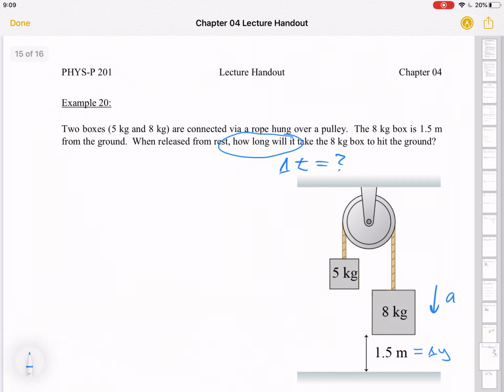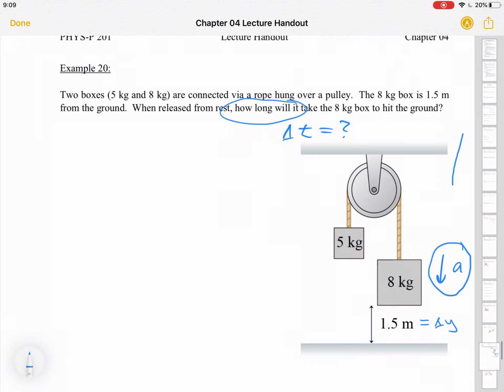The issue, though, is this acceleration. This block is not going to fall in free fall, right? This is not free fall. The 8 kilogram block has gravity pulling down, but it also has tension pulling upward, and that's going to slow the block down. So it will accelerate downward, but it's not going to accelerate at 9.8 meters per second squared. So how fast is it going to accelerate downward? Well, to answer that question, I have to answer a dynamics question, meaning I need to apply Newton's second law to both of these objects and decide what the acceleration of the system is.